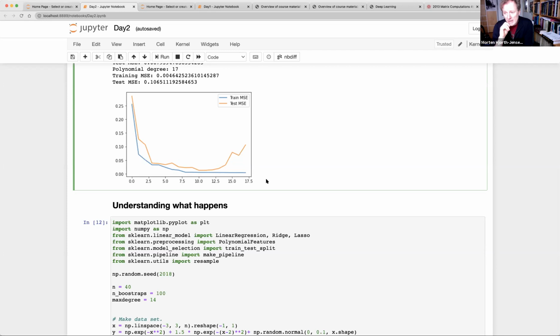But then I want to use this model on some data which was not used in the training. So if you look at this region here where the test error is increasing, what could this be an indication of?